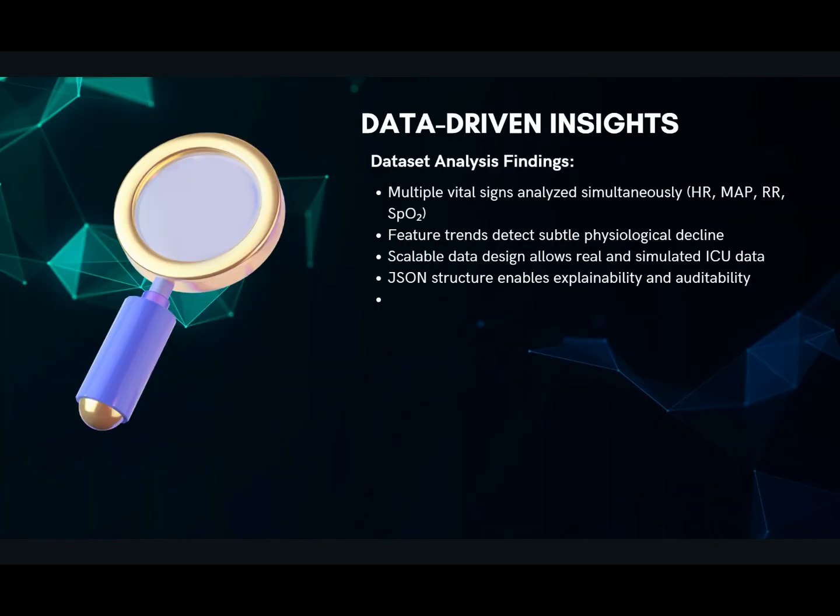Next, data-driven insights. Our data analysis found that multiple vital signs are analyzed carefully, like heart rate, respiratory rate, SpO2, etc. Feature trends detect subtle physiological decline, and there is also a higher correlation between HR and MAP.